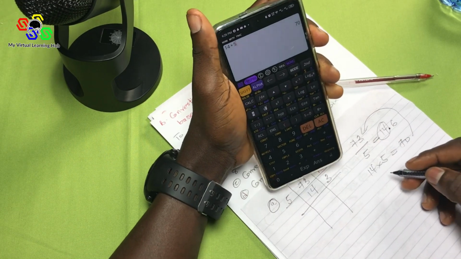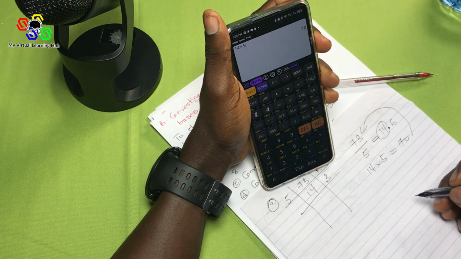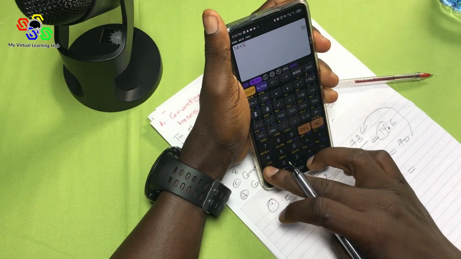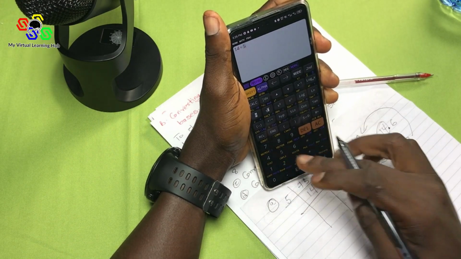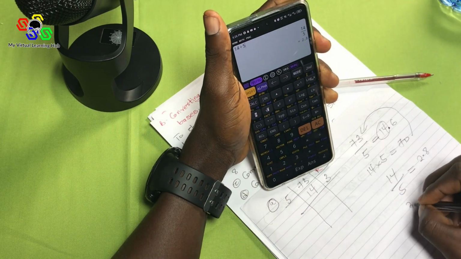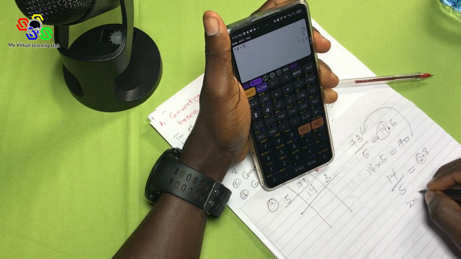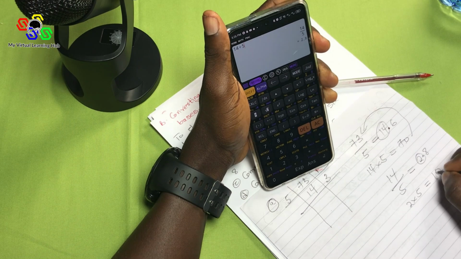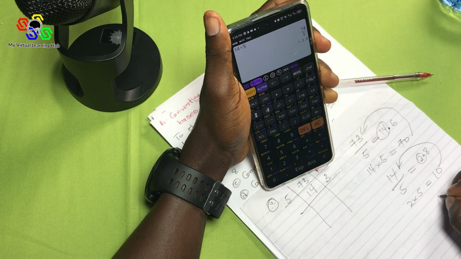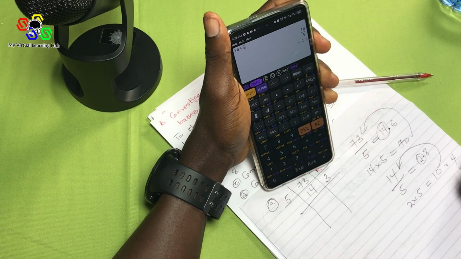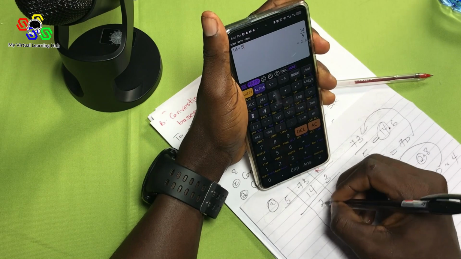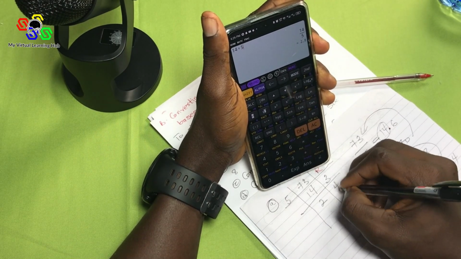Now we shall repeat the same step in the next stage. So we say 14 divided by 5. 14 divided by 5, we shall get 2.8. So we use the first number, which is 2, to multiply the 5, and that will give you 10. We then take the 10 from 14, and the remainder will be what? 4. So it means that 5 will go into 14, 2, remainder 4.